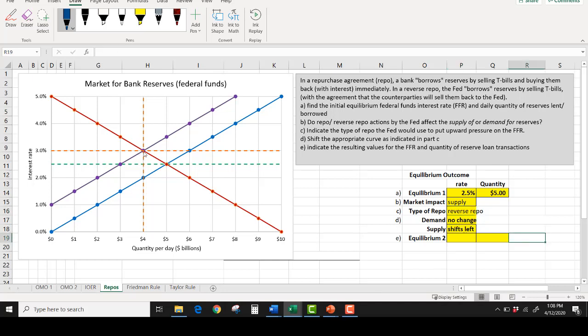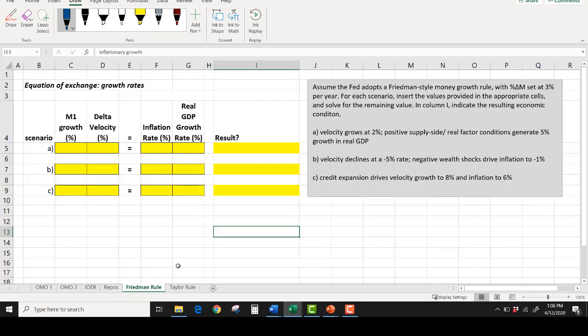And as a result of this simple shift, we've increased the interest rate 50 basis points. So we'll type that new federal funds rate in at 3%, and the quantity borrowed and lent has dropped to 4 billion per day. Okay, now let's click over to the sheet entitled Friedman Rule, and we'll think about some monetary frameworks here for the remainder of this assignment.